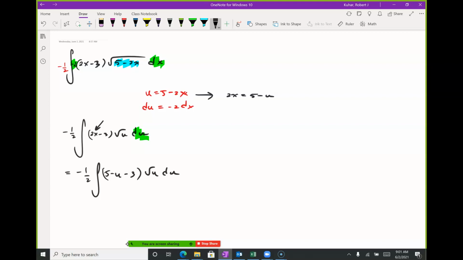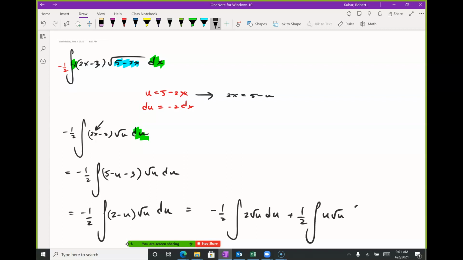So, the process continues, right? I think that might be the most difficult part of it. Maybe it's this power rule piece. I could bring in the 1/2. I could bring in the negative. I'm just gonna go, okay, this is negative 1/2 times 2 square roots of u du plus 1/2 u square roots of u du. So I'm just distributing everything, right?